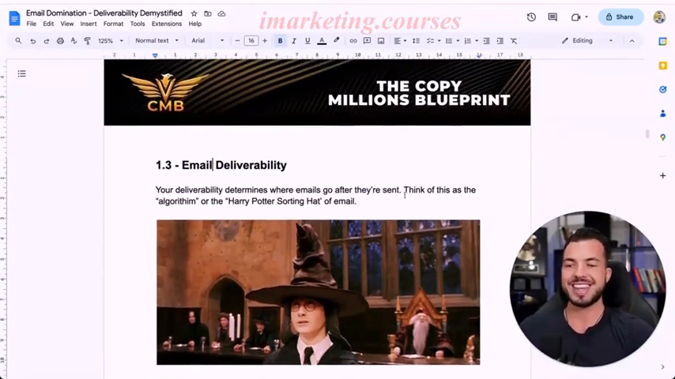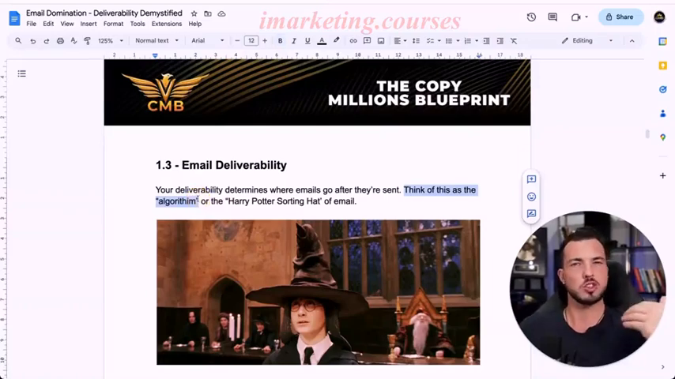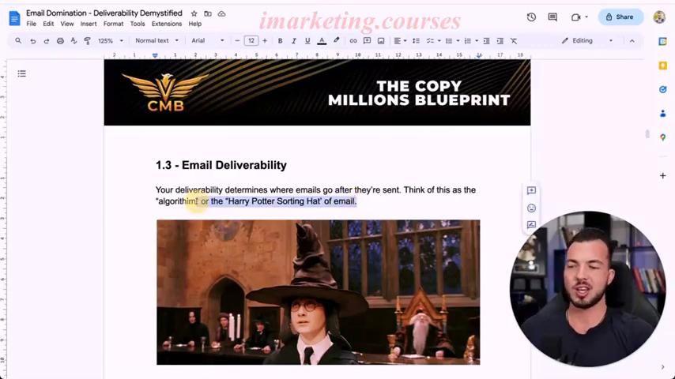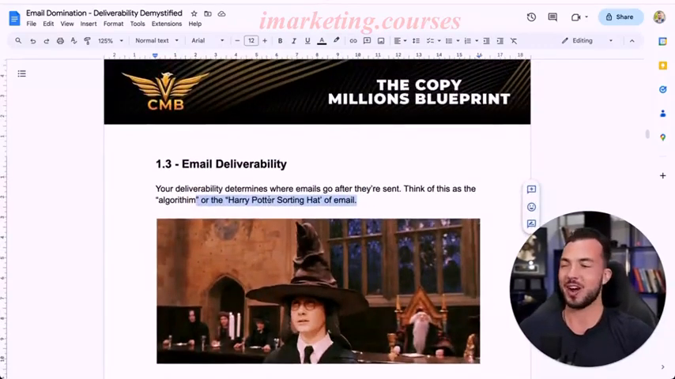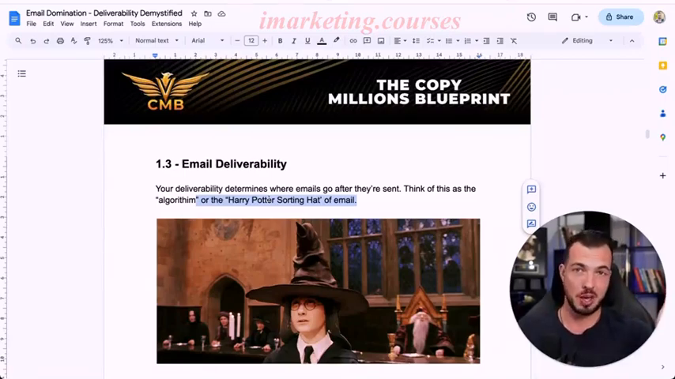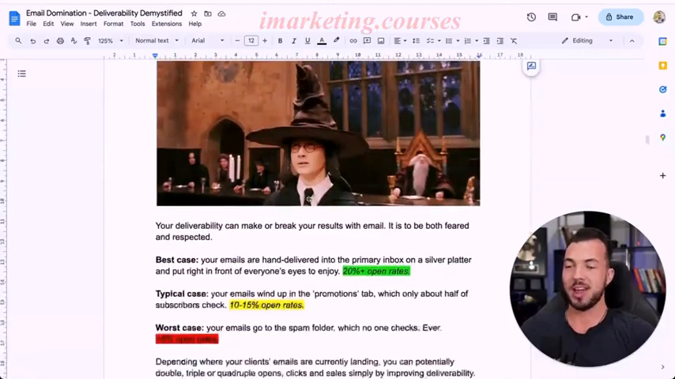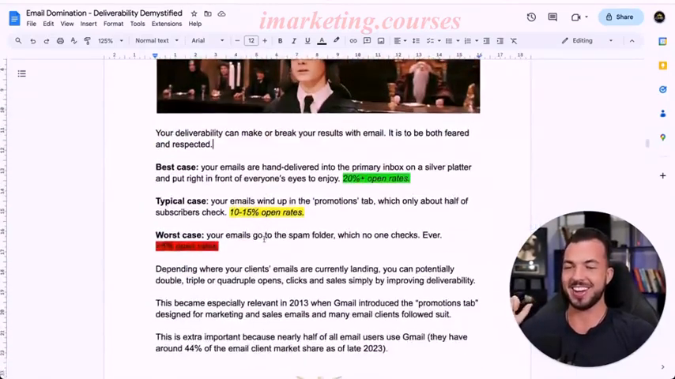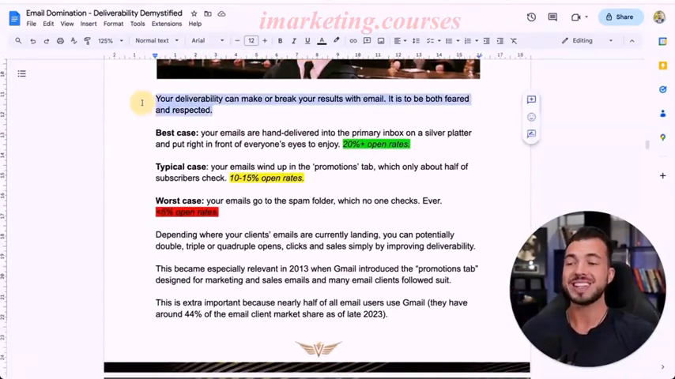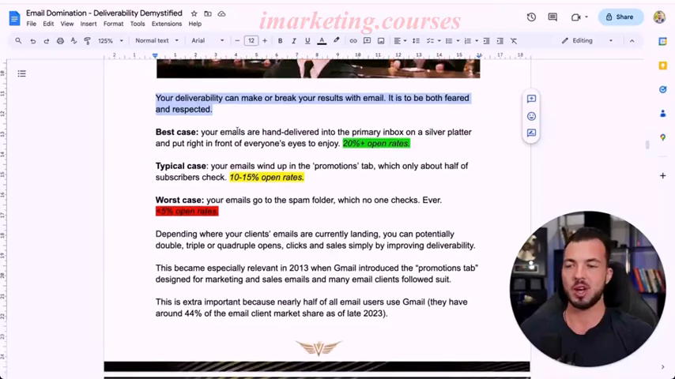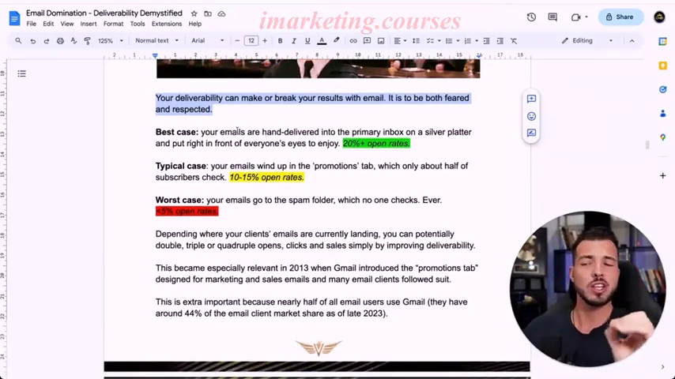So you can think of this as like the algorithm of email. Right, so social media, Facebook, Instagram, they all have the algorithms. This is like Gmail's algorithm. It kind of determines where your email goes. I like to think of this as the Harry Potter sorting hat of email, right? Are you a good guy? You go to Gryffindor, you go to the primary tab, congratulations. Maybe you're a bad egg and you get put in Slytherin, aka the spam folder, right? Maybe Slytherin's your jam. Good for you, all right? Just as an example, it's the Harry Potter sorting hat of email. So your deliverability really can make or break your results with email. It is to be both feared and equally respected.